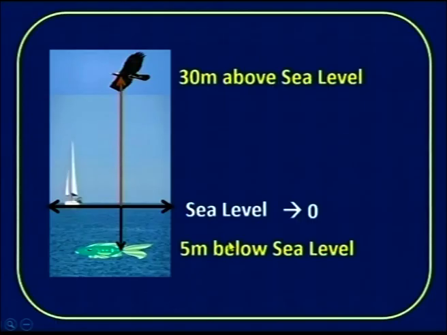If I take sea level as 0, 30 meters above sea level can be taken as plus 30 meters. Suppose if I take 5 meters below sea level, I should take it as minus 5 meters. What is this minus 5? Yes, it is a negative number.